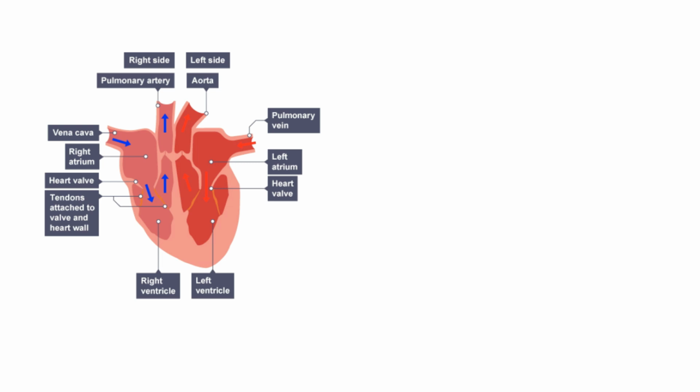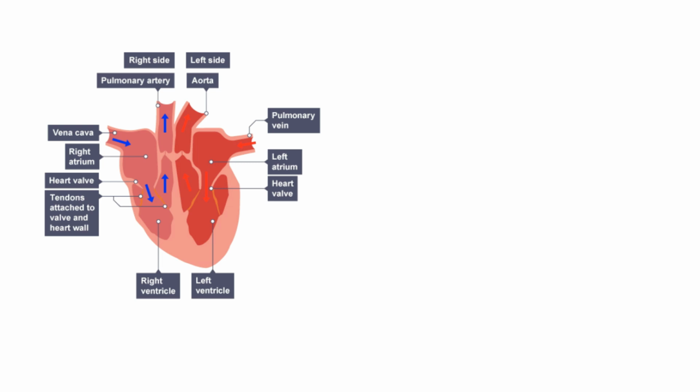So first of all, the heart. You will need to be able to label the heart. If you're doing higher tier, you definitely will need to label all the arteries and the veins. Remember, the heart valves allow the one-way flow of blood, so to stop the backflow of blood. You don't need to know the names of the valves.